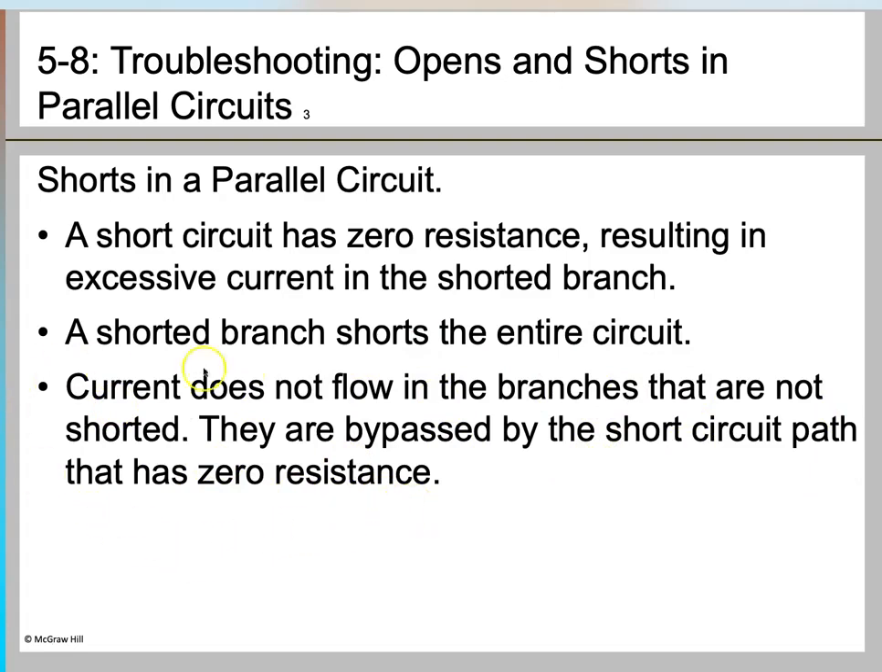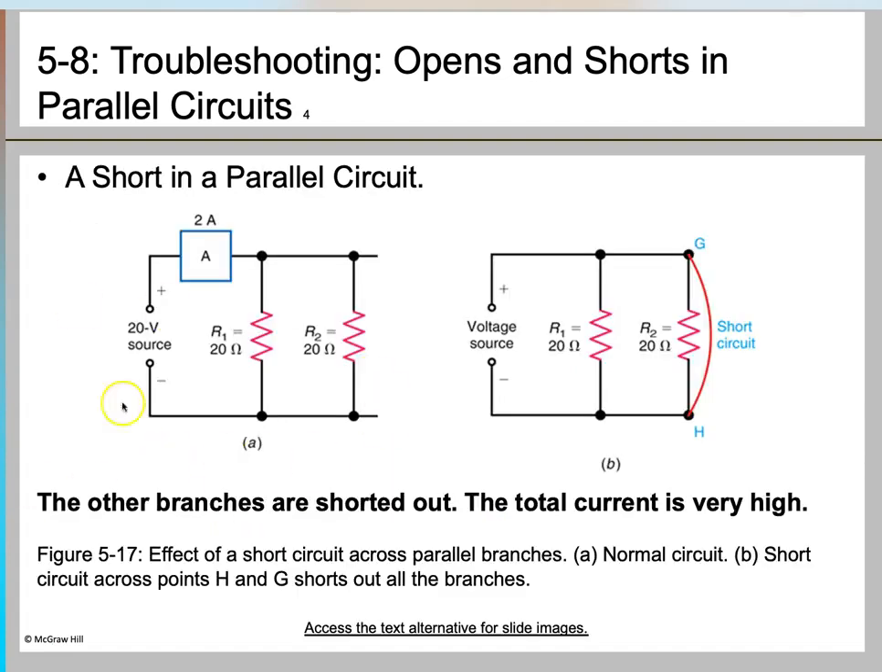So we are going to understand this through the circuit. Let's move here. This is your normally operated circuit, which has a voltage source here, and then resistance 1, resistance 2, and an ammeter attached here to measure the current flowing, and the current is basically 2 amps. And in the second case, you have a voltage source and the same circuit, but this G and H terminal is shorted.